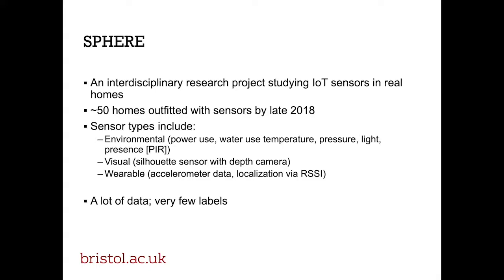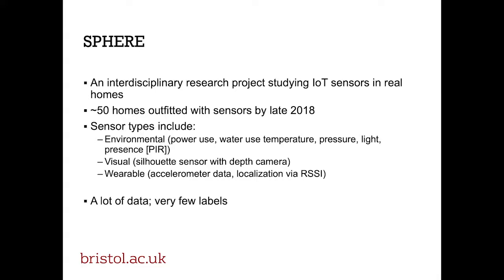Visual sensors are in fact RGBD cameras, which are pre-processed to provide only silhouette information. So they aren't as identifying or as problematic from a privacy perspective as a full RGBD image, but they provide quite a lot of information about activity. We also use wearables, low power wearables that return accelerometer data and also provide the opportunity for localization using RSSI.